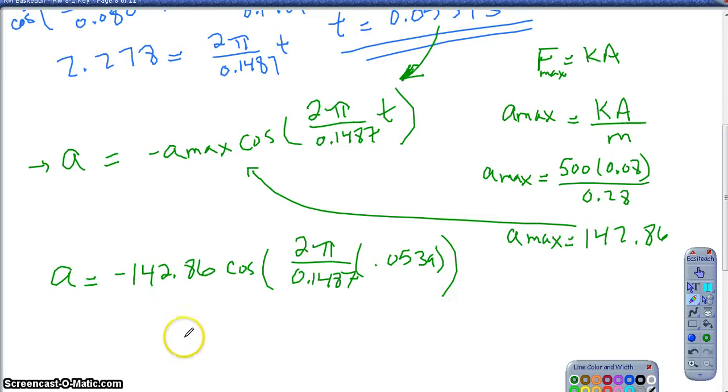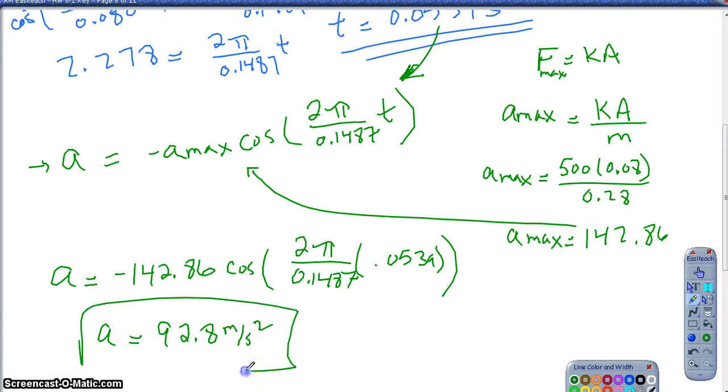and then calculating this whole thing. Once again, make sure you are in radians in order to do this, and if I'm in radians, I get about 92.8 meters per second squared. Okay, so about 92.8 meters per second squared is the acceleration at that instant in time, right? So it's at that position because that was the time that I found, and so at that instant in time, at that location, it's got an acceleration of 92.8 meters per second squared.